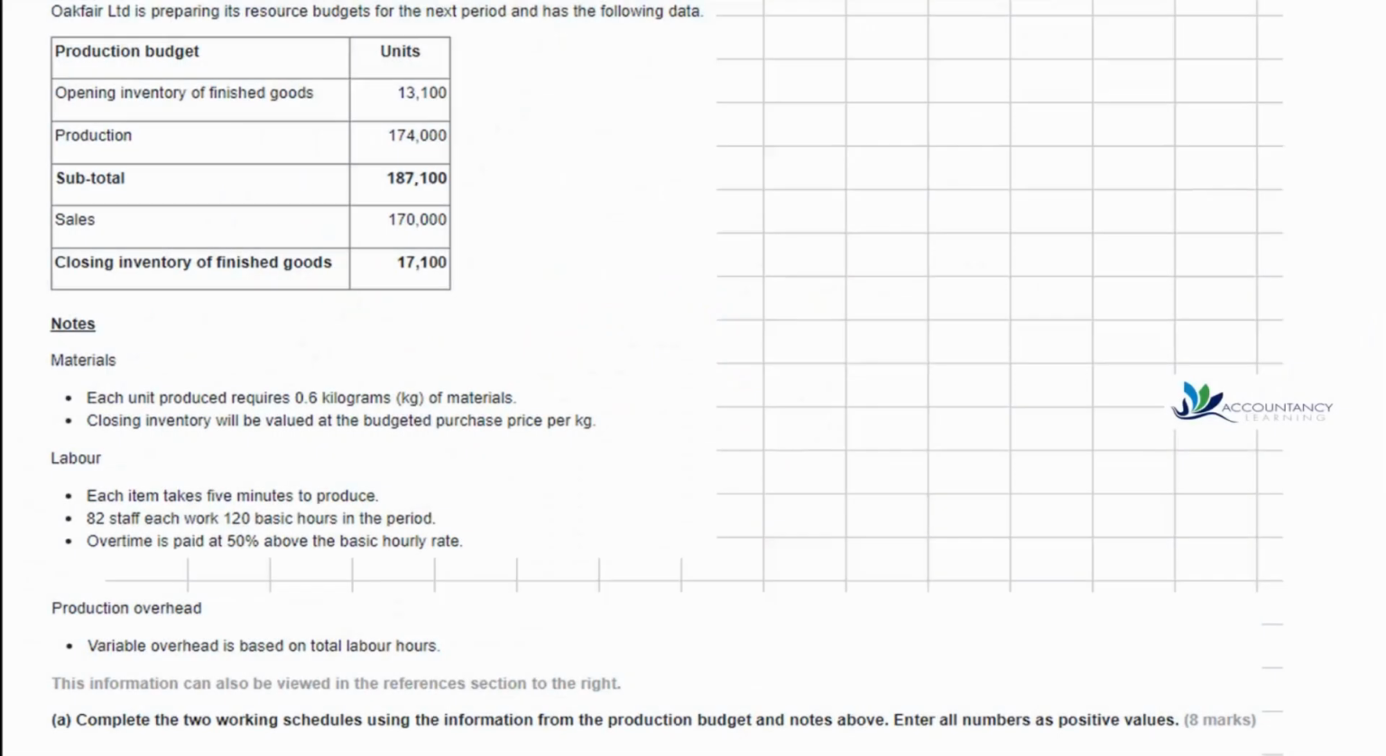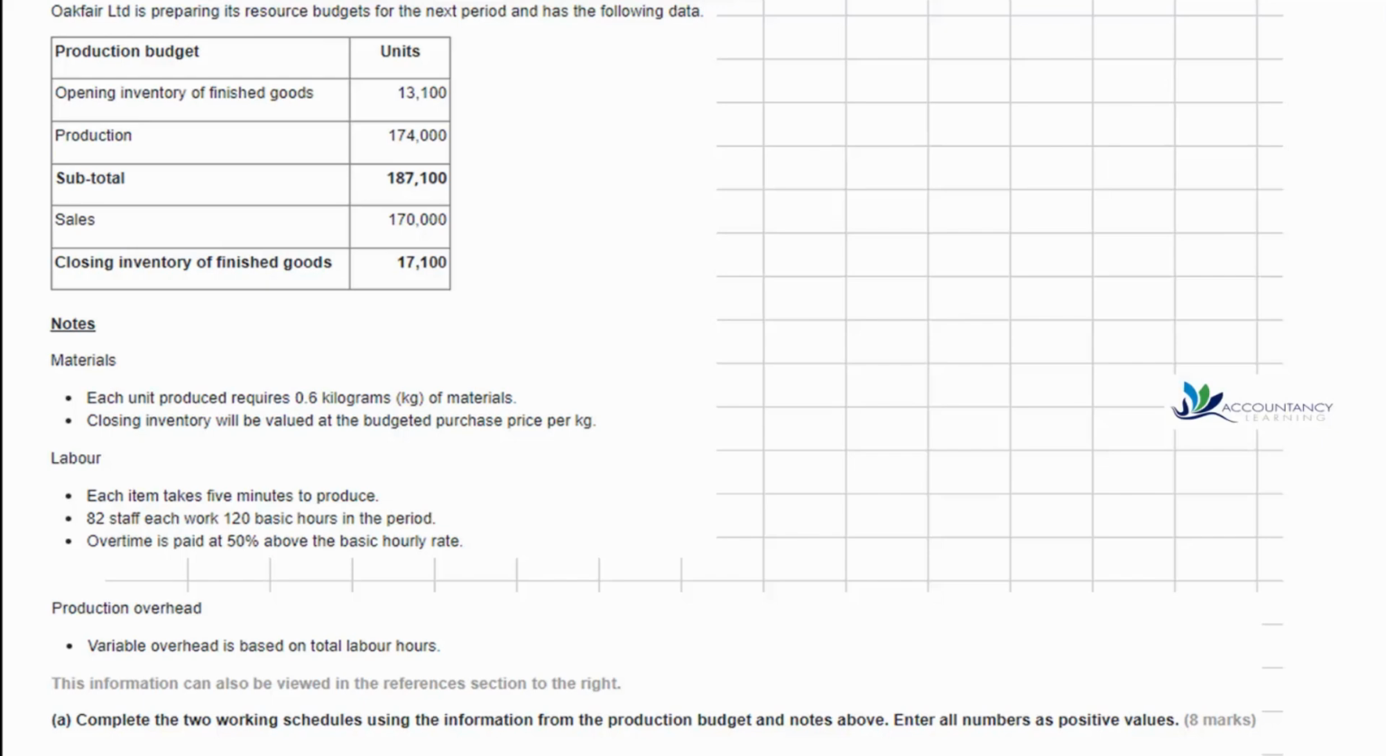This video is a debrief of task 2 from the second sample assessment of applied management accounting. This task is about budget preparation, evaluation and revision. So in task 2 we're provided with some information.